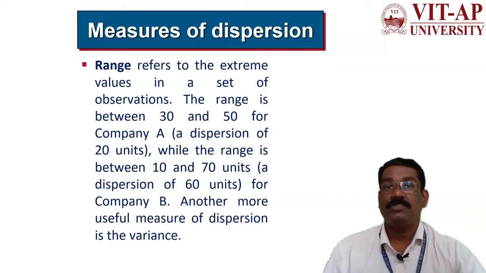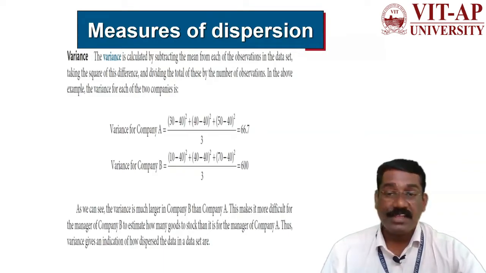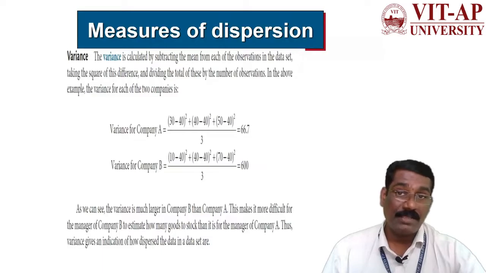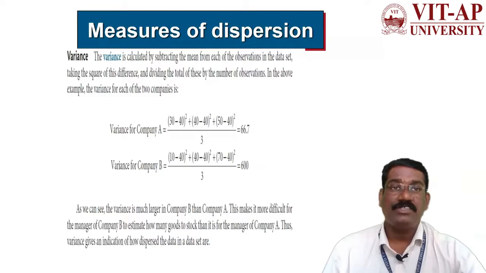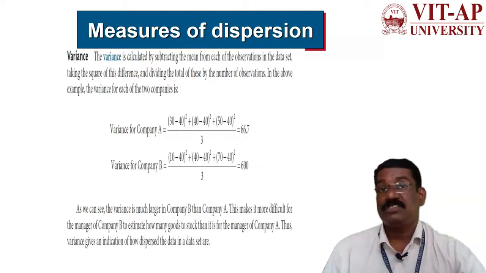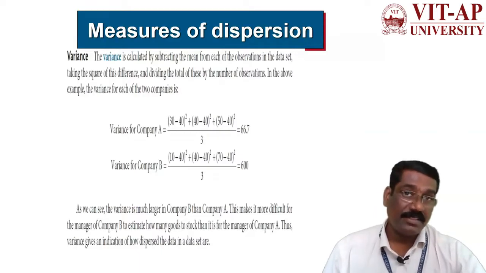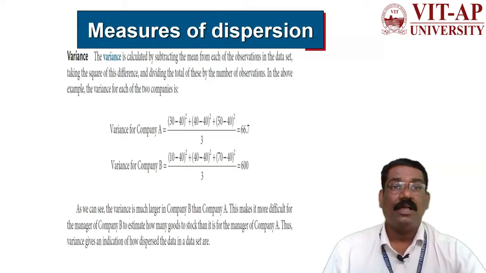Another more useful measure of dispersion is the variance. Let us understand what variance is here. If you look at this displayed information, the variance is calculated by subtracting the mean from each of the observations in the data set, taking the square of this difference, and dividing the total of these by the number of observations.